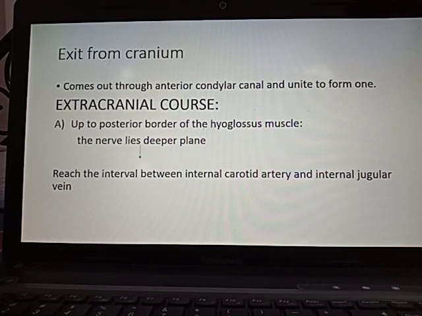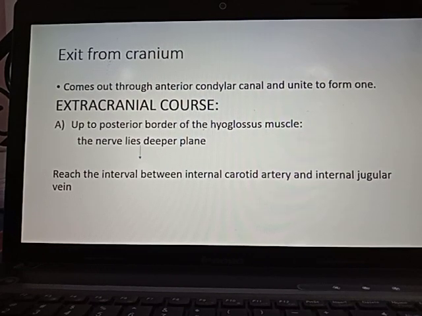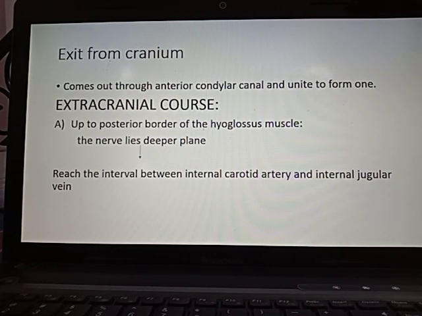Then come to the extracranial course, up to the posterior border of the hyoglossus muscle. The nerve lies on a deeper plane than the internal jugular vein, internal carotid artery and the 9th, 10th and 11th nerves. It passes laterally and downward behind the internal carotid artery and the 9th and 10th nerves to reach the interval between the internal carotid artery and the internal jugular vein.